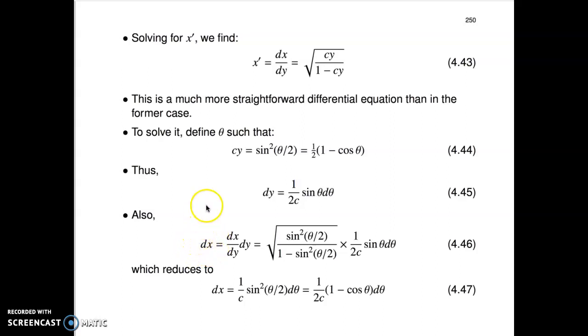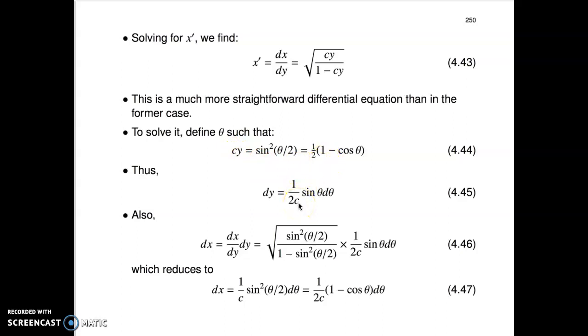So again, we have a differential equation, equation 43. The trick to solving this differential equation is to define a new variable, theta, which has this relationship to y. This is what the differential for y is. dy is equal to, use the right-hand side of equation 44. There it is. Note the c comes to the other side.